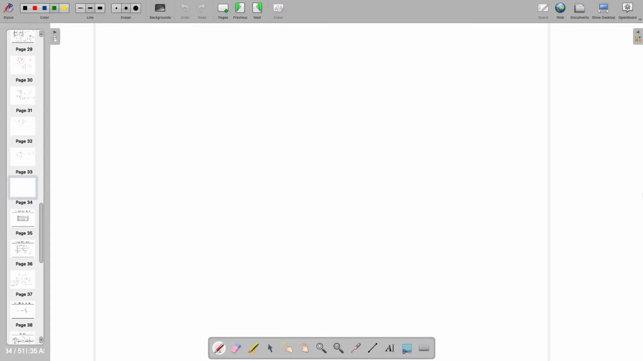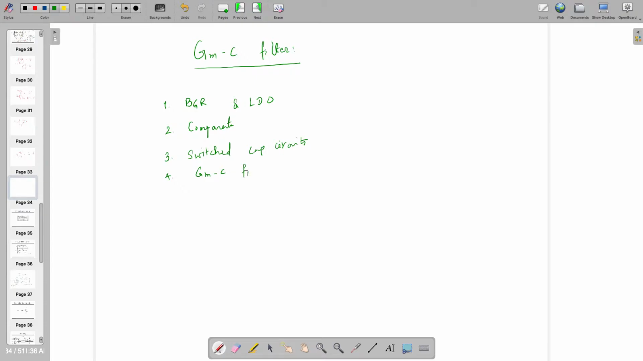Yeah, so we are talking about GMC filter. By the way, before GMC filter, we studied band gap reference, comparator, and what else? Switch cap and GMC filters.